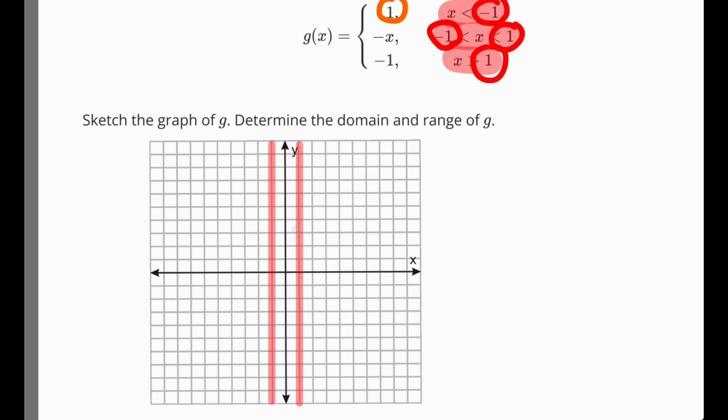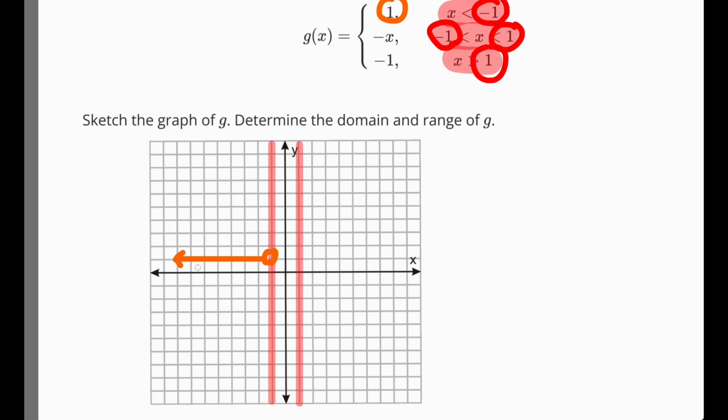Now, because it's x is less than -1, we're going to make an open circle here on it. And the graph of 1 is just a horizontal line. But remember, we can't go past that boundary. So I'm just going to make a horizontal line here, and it's going to be pointing to the left. It cannot go to the right, again, because it only applies for x is less than -1.